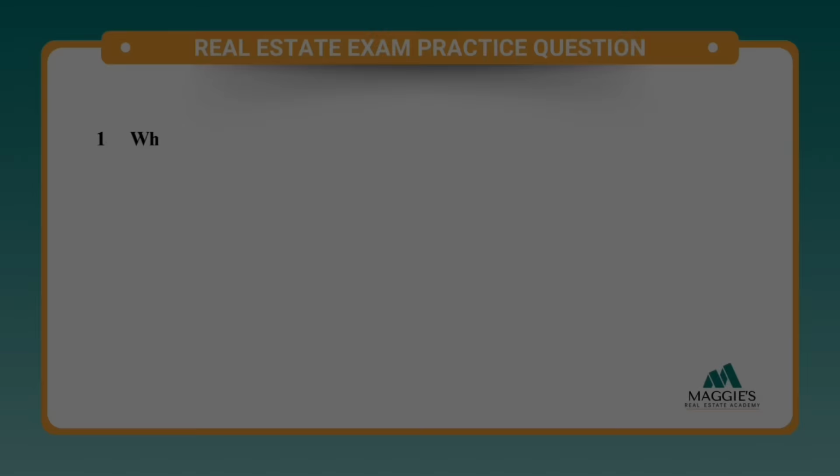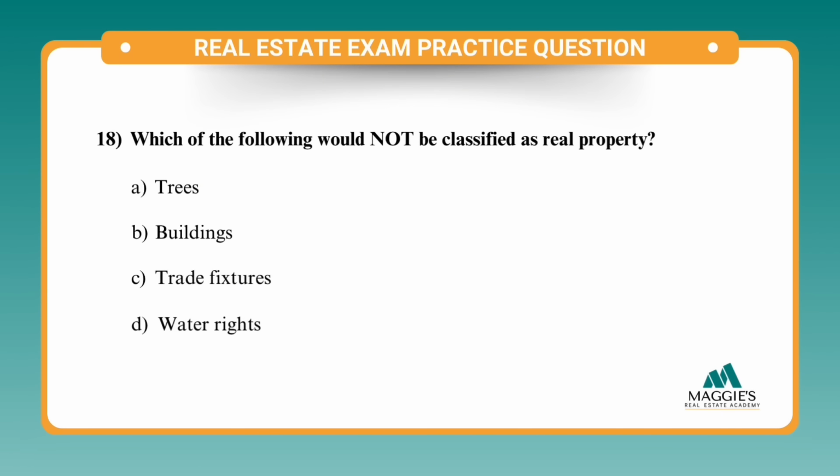All right, moving on to number 18. Which of the following would not be classified as real property? Is it A, trees, B, buildings, C, trade fixtures, or D, water rights? The correct answer is C, trade fixtures.